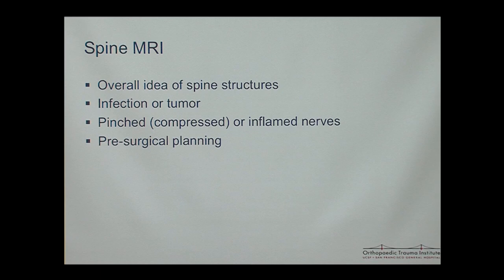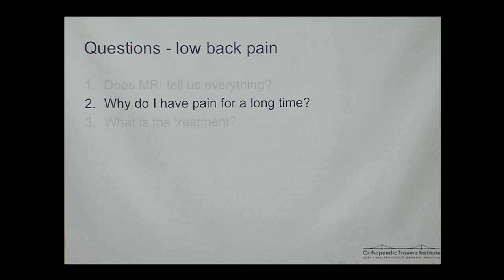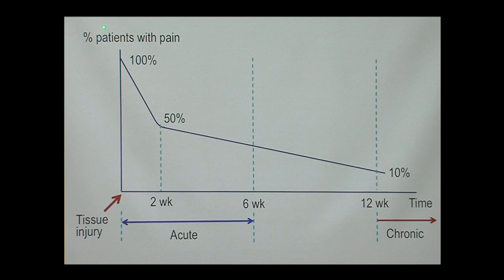Second question, why do I have pain for a long period of time? So the vertical line is the percentage of patients with pain, and this line is for the time. So the patient has pain with some degree of injury of the lower back. So this is a spot, this is a line here. So almost 100% of people have pain.